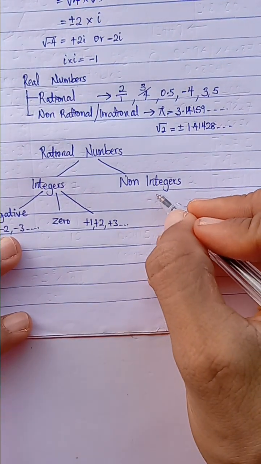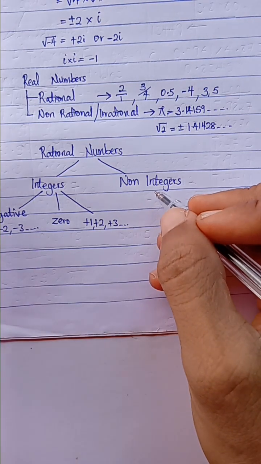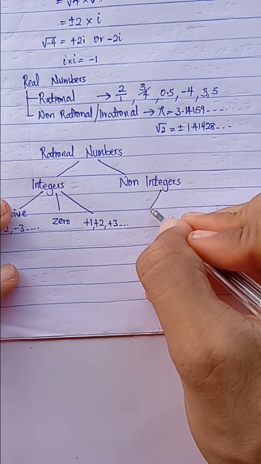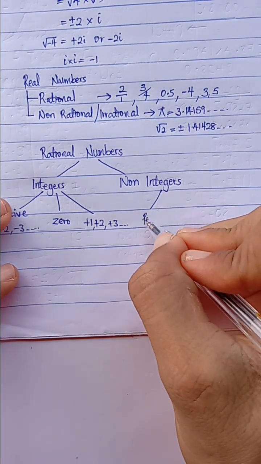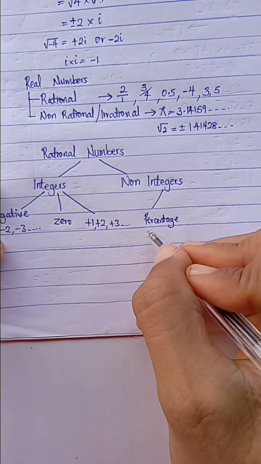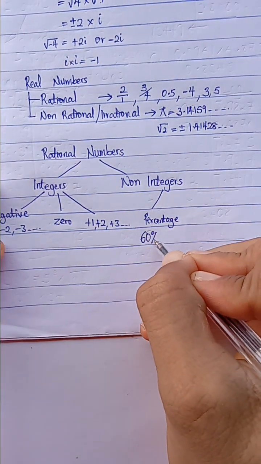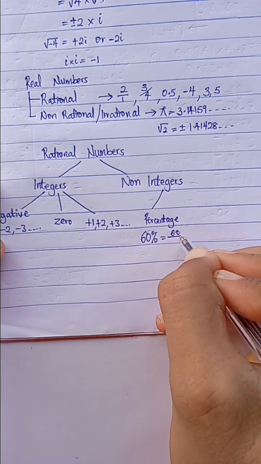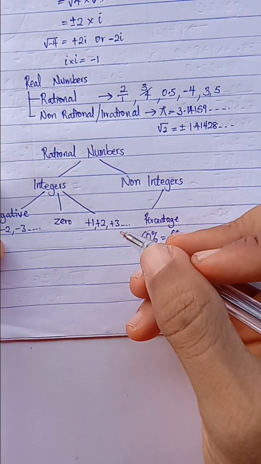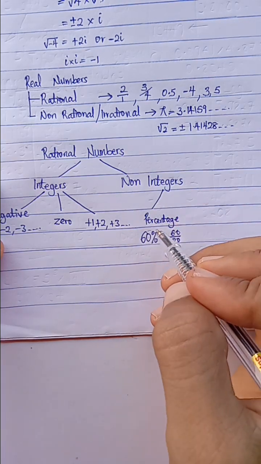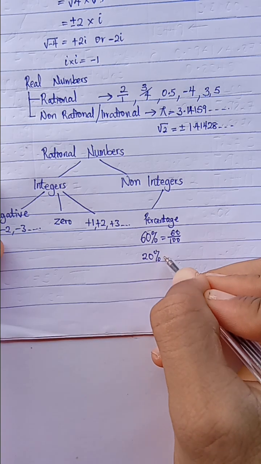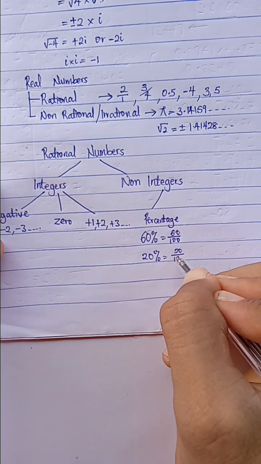Now, talking about non-integers, we are talking about fractions. Now, fractions exist in three forms. Okay, we can have the percentage fractions. So when we talk about percentage fractions, we're talking about fractions of this form: 60%, which is equal to 60 over 100. Okay, 30%, 25%. In fact, percentage means out of 100. So when I say 20%, I'm actually talking about 20 over 100.